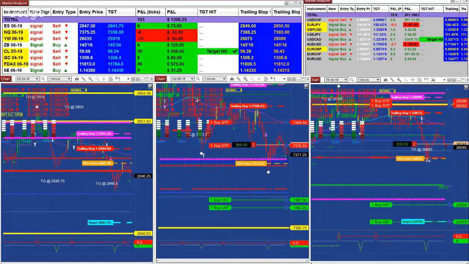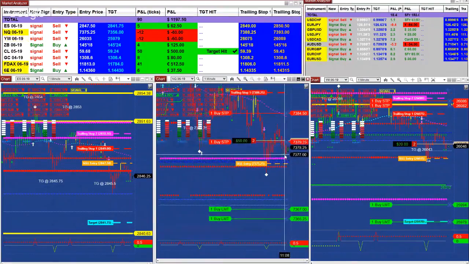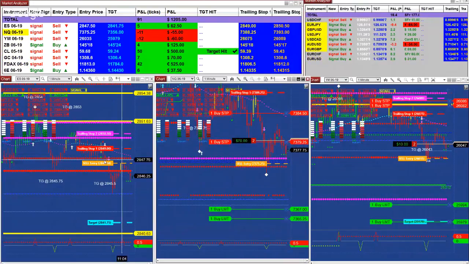Okay, we still have one more step. Look at this. You see what this projection is, folks? 77 projection, 45.75 to the tick, folks.